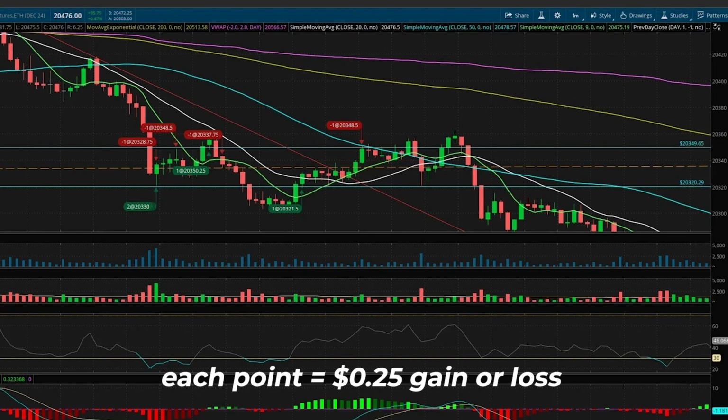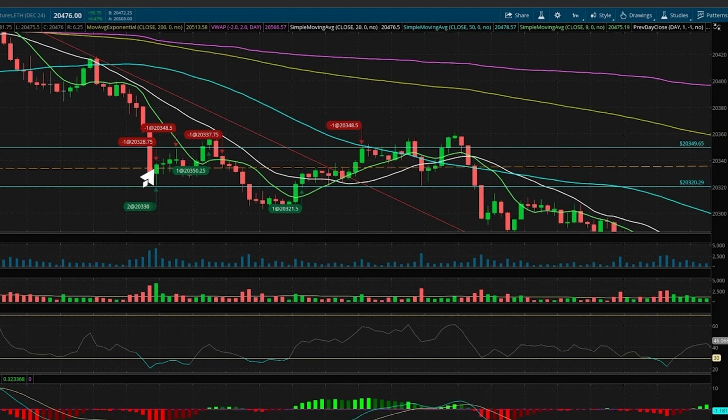As soon as I entered this trade at 20,334, the price dropped quickly below my stop loss and took me out of the trade at 20,328.75. This all happened in just 1 second, resulting in a $105 loss. Not the best start to this challenge.